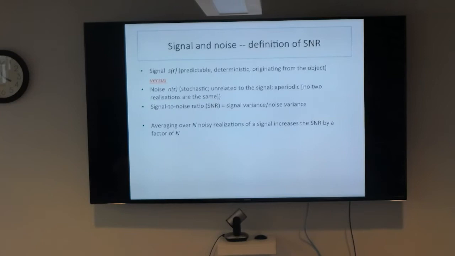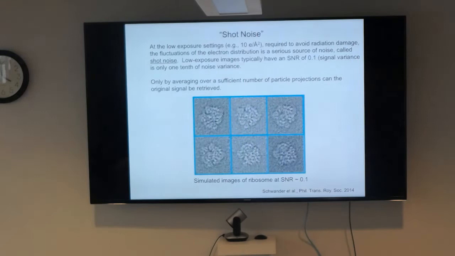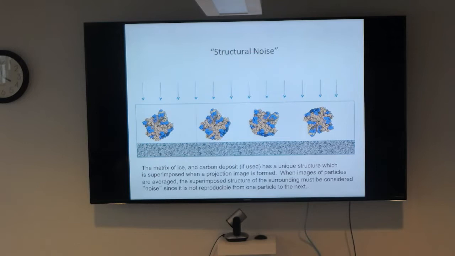And typically averaging over n noisy realizations of a signal increases the signal to noise ratio by a factor of n, because we have the variance ratios. And then it's important to remember that what is signal and what is noise in a given experiment depends on the way the experiment is designed and on what you're interested in. This is very clear because there's a concept of structural noise: the molecule might be sitting on a structure, but you're not interested in that support structure. So from the point of view of what you want to learn, the support structure is noise. But from the point of view of the microscope, this is just structure. So depending on that concept, you really get different measurements for signal to noise ratio.